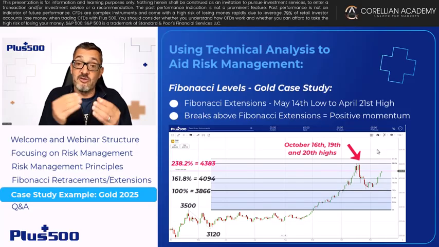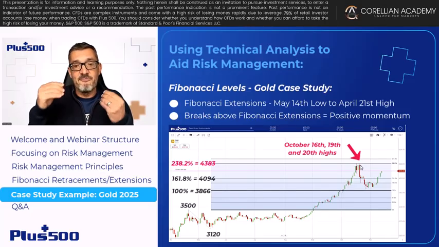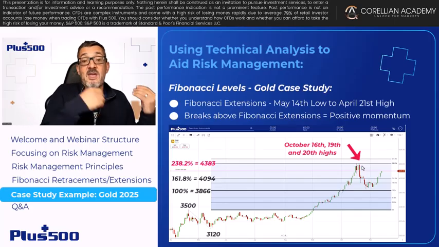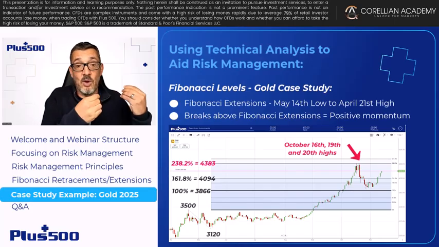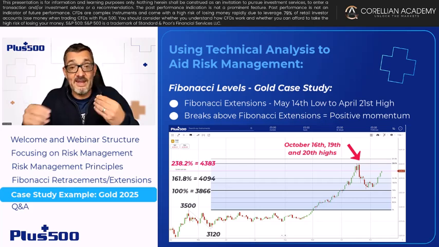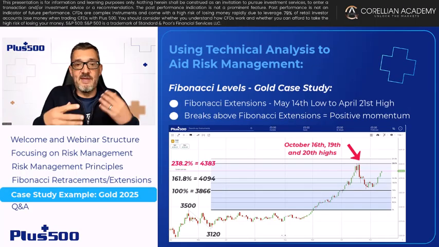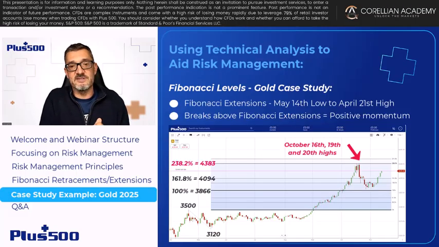However, look at what happened on October the 16th, the 19th, and the 20th. Each session saw attempts to break above 4,383, which was the level of the 238.2% Fibonacci extension level resistance. It was from this area that the latest sell-off materialized, as a reaction to overextended upside price conditions, finally seen. If we hadn't calculated or recalculated the Fibonacci extension levels using that significant correction move back in April-May, we wouldn't have known of the potential resistance at 4,383.